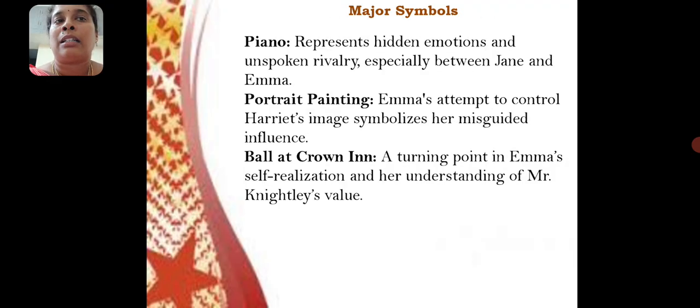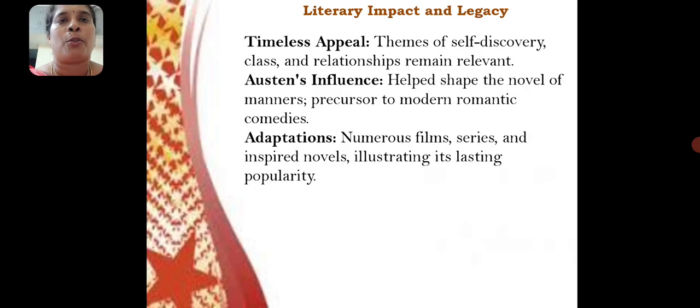Other major symbols which we come across in the novel are the piano, because the piano is a present given by Frank Churchill to Jane Fairfax, and a portrait, and many ball parties, particularly those held at the Crown. These are the major symbols which you come across in the novel.